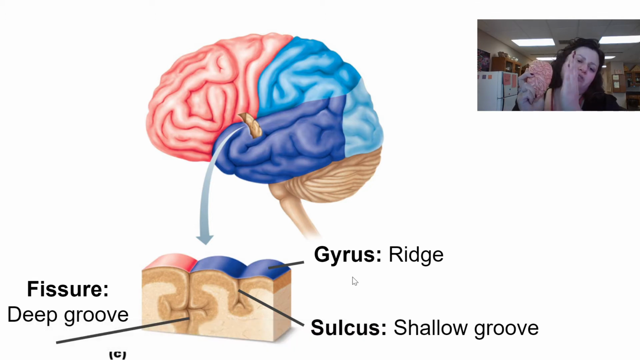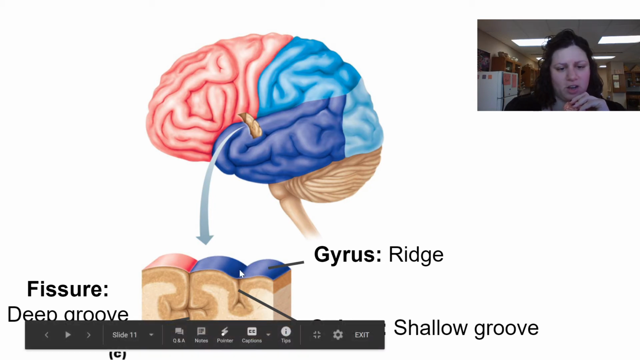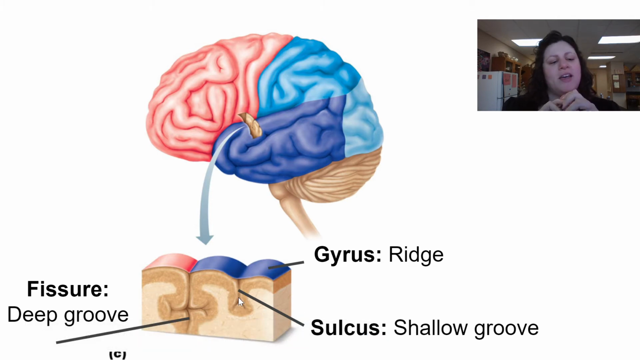So ridges, gyri. And then the grooves that go a little bit deeper that actually cause the gyrus to form are called sulcus. I'll move the pointer away so that you can see the word. And then if the sulcus goes especially deep, it's called a fissure, which we can remember from geology. And the fissures and the sulci separate the cerebral hemispheres into different lobes.